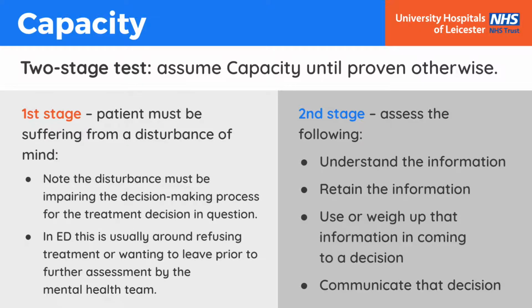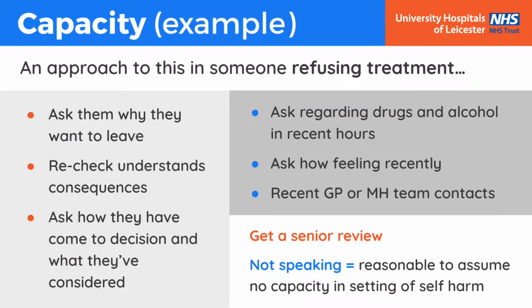The one area where we sometimes struggle to make an assessment as far as capacity goes is whether the patient can use or weigh up that information in coming to a decision. An approach you can take to assessing this and how to deal with this patient is ask them why they want to leave. There may be reasons like they need to get home because their child is home alone, they've got pets at home, and you sometimes can resolve these matters. It also gives you a better understanding of why the patient's wanting to leave.